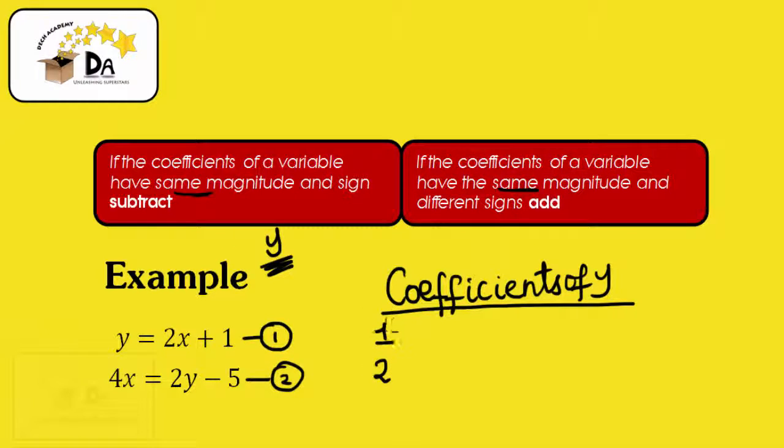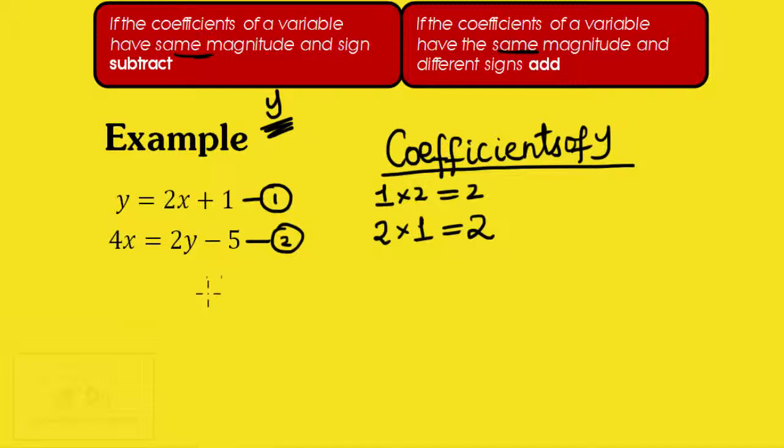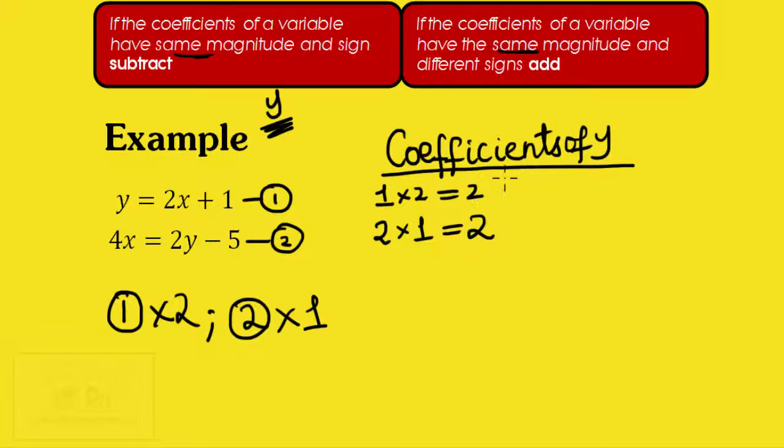So the trick is we multiply the coefficients by each other. So 1 by 2 and 2 by 1. So 1 by 2 gives 2, and 2 by 1 equals 2. Now, we do the same thing to the equations. The coefficient of y in equation 1 was multiplied by 2, so equation 1 will be multiplied by 2. Coefficient of y in equation 2 was multiplied by 1, so equation 2 is going to be multiplied by 1, because we want to have coefficients of y being the same.